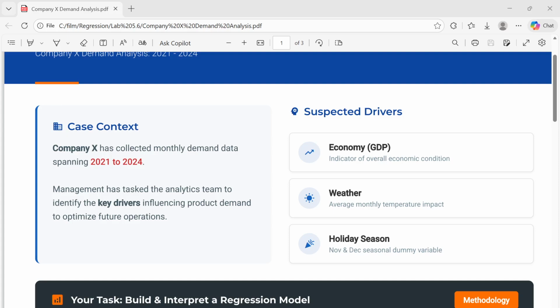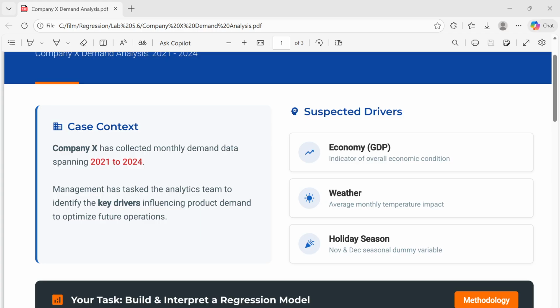For this analysis and for this problem, the company defines holiday season as the months of November and December. These two months are treated as one category and are compared with all other months. Students, please pay attention.